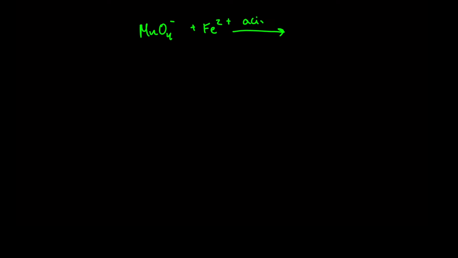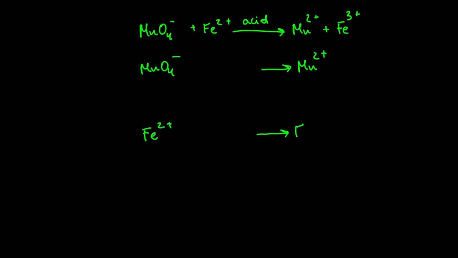When we are using the redox method, we don't look at the element's oxidation state, but at the whole ion. In our first half reaction, permanganate ion becomes manganese 2 plus ion, and in the second one, iron 2 plus becomes 3 plus cation. Let's deal with the first half reaction.